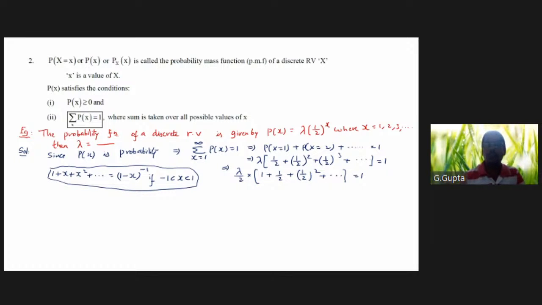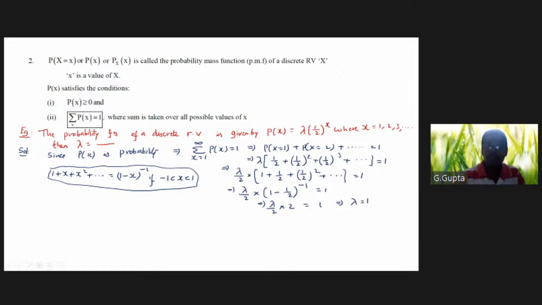So in place of x we have lambda by 2 into (1 minus 1 by 2) whole power minus 1 is equal to 1. 1 minus 1 by 2 is 1 by 2. The inverse, negative power, means reciprocal. So 1 by 2 inverse is 2. So this simplifies to finally 1.